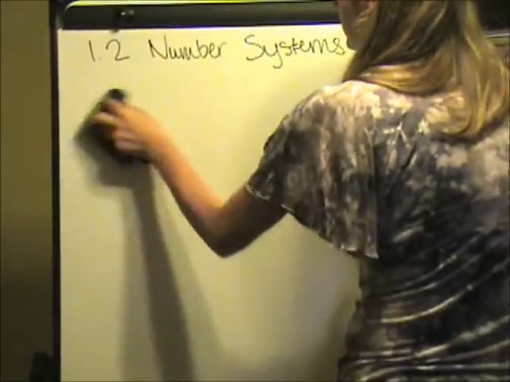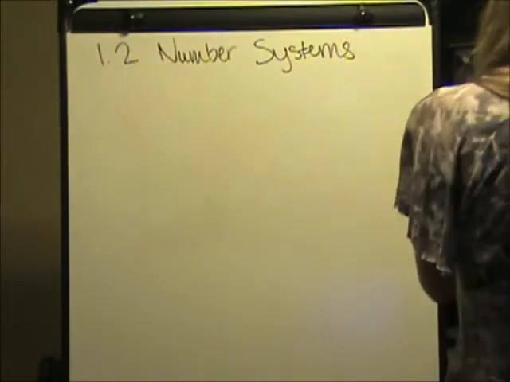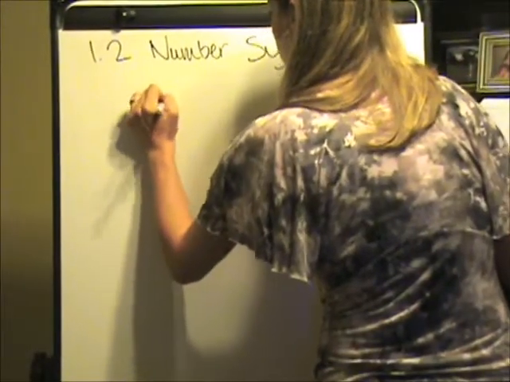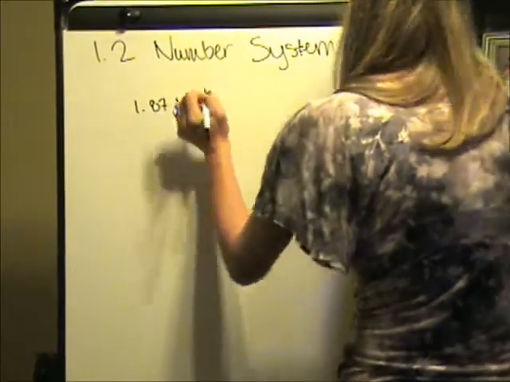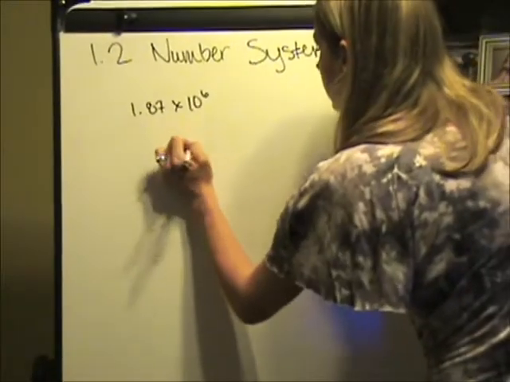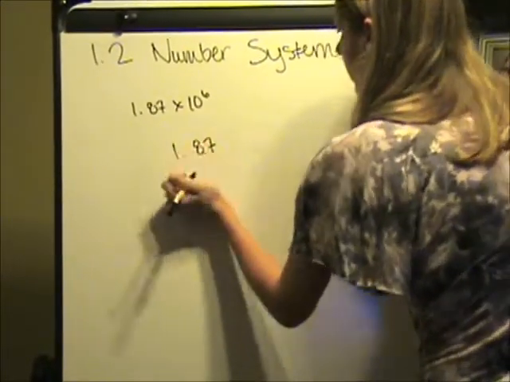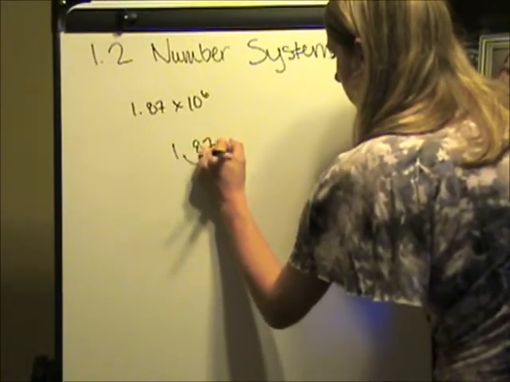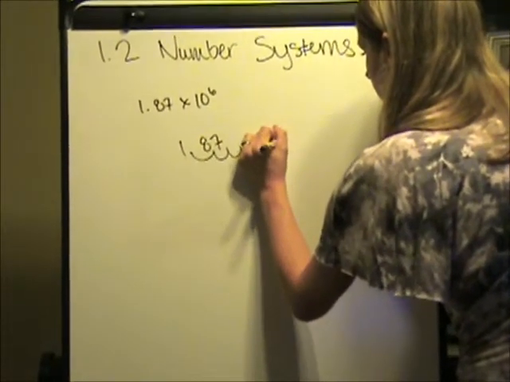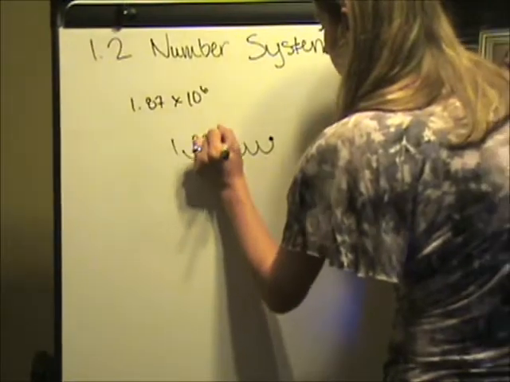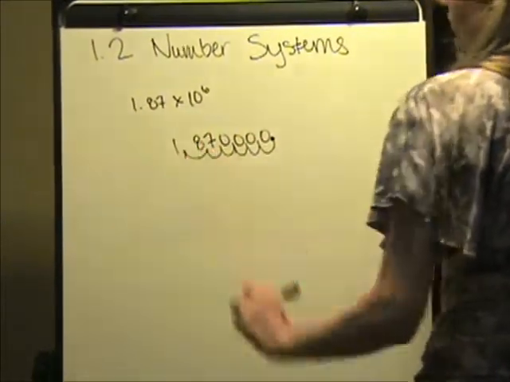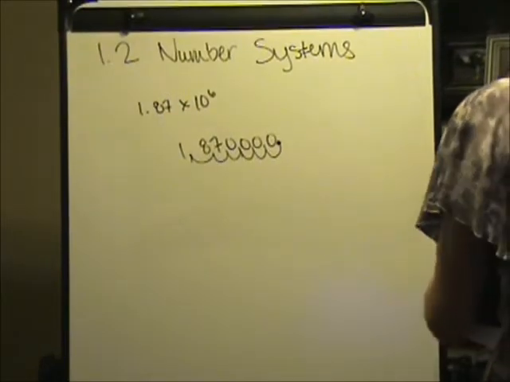Alright, so let's look at the next one. Number 22. 1.87 times 10 to the 6th. 1.87. We're going to go 6 to the right because it's positive. 1, 2, 3, 4, 5, 6. And there's our decimal. And fill in the zeros. So now it's 1,870,000.